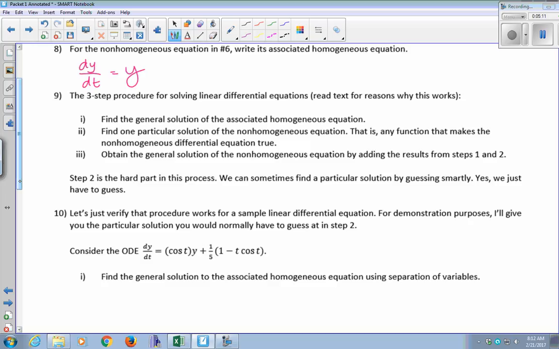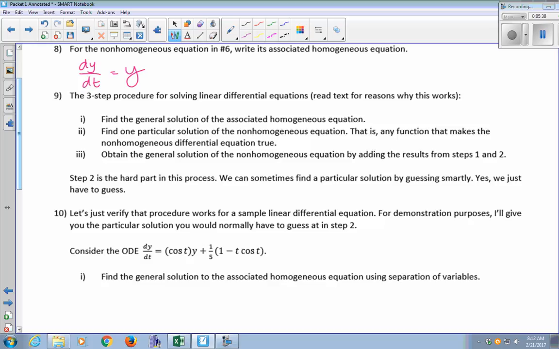So we have a 3-step procedure for solving linear differential equations. Read your text for why this works. We're just going to practice it for today. So the first step is find the general solution of the associated homogeneous equation. This you'll be able to do with separation of variables, right? Because it's linear, once you drop the b of t, you should be able to do this. So you just use separation of variables.